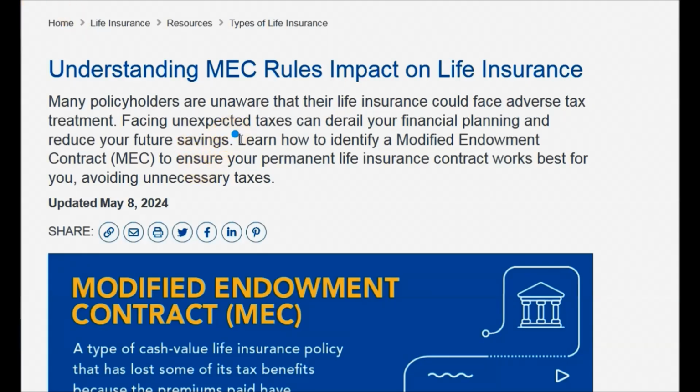Learn how to identify a modified endowment contract, aka MEC. And when it says this word contract here, know that it's actually a clause within the entire policy itself. A policy is just another word for a combination of different contracts. The contract can be the one arm, the contract can be the other leg, but the policy itself is the entire body. When that occurs, those contracts within it that make the entire policy as a body are called clauses. So in some cases, you will see modified endowment contract referred to as MEC clause. Learn how to identify a modified endowment contract to ensure your permanent life insurance contract works best for you. In other words, and in short, avoiding unnecessary tax.